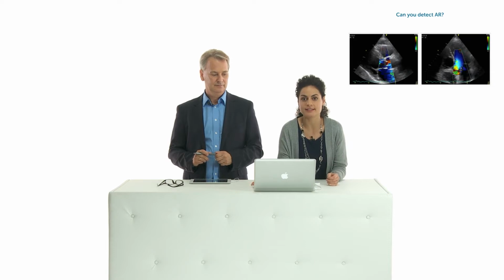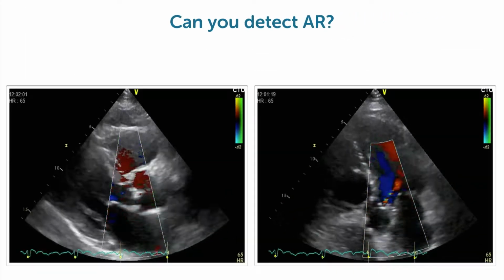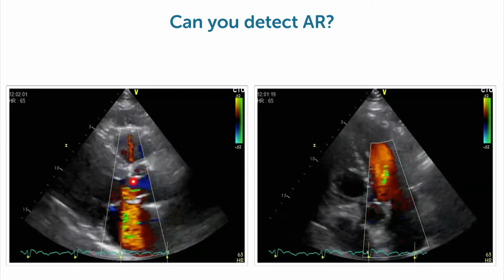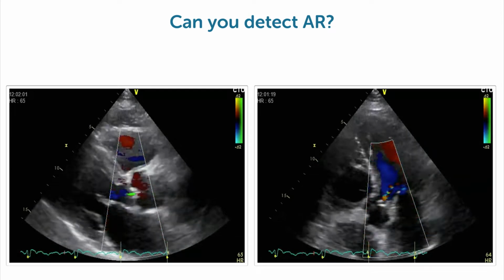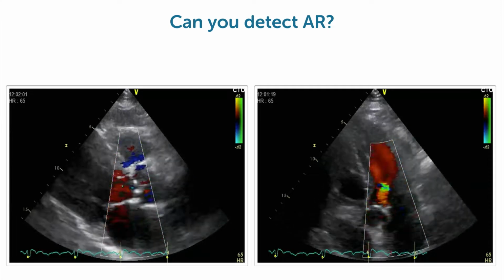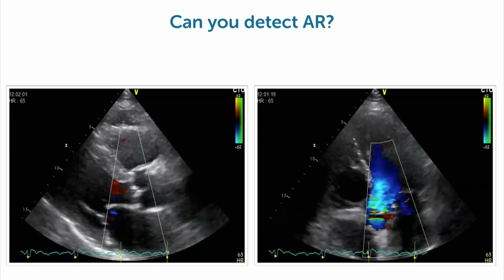And now it's your turn. Can you detect AR here? Take a few seconds. Well, we actually see a jet, a small one, really central, coming from a calcified aortic valve. And the answer is yes, the jet is small but present.